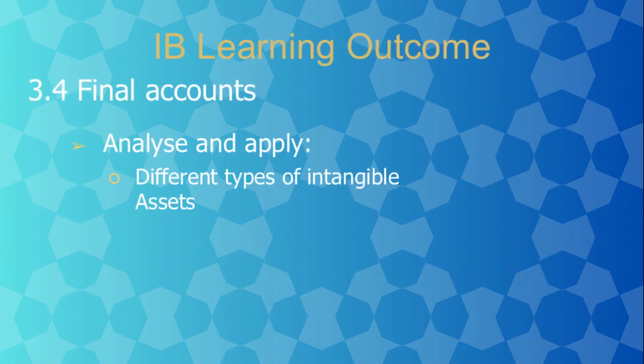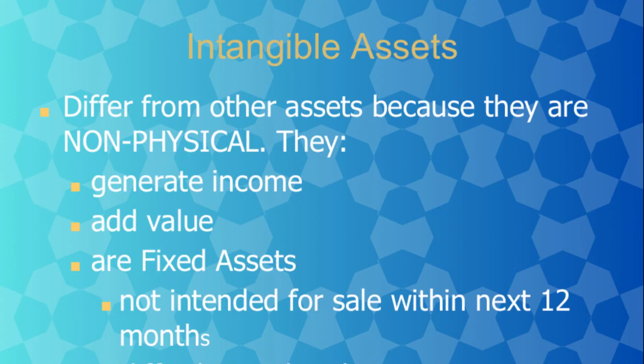Our next learning outcome is to analyze and apply different types of intangible assets. These assets are non-physical but add significant value to a company. Intangible assets differ from physical assets because they generate income, add value, and are not intended for sale within the next 12 months. Examples include patents, copyrights, trademarks, and goodwill.